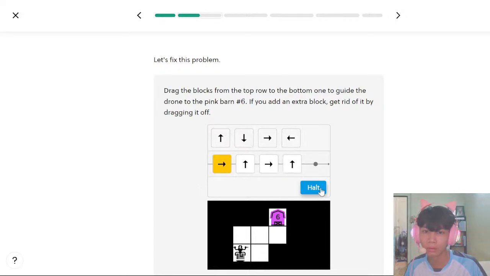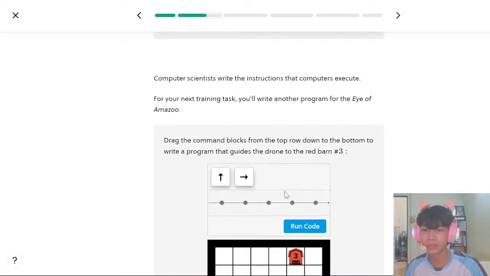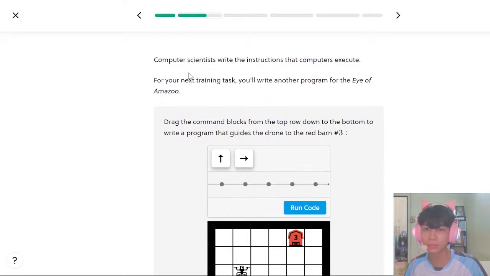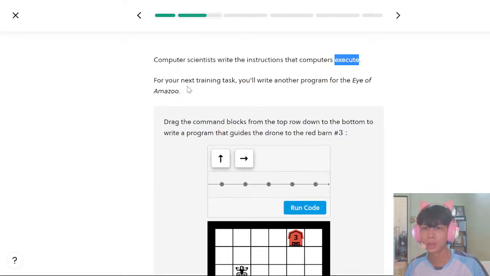We run code. Oh yeah, we got just 5 correct. Oh, so easy though. Computer scientists write the instructions that computers execute. Computer scientists write instructions that computers execute.